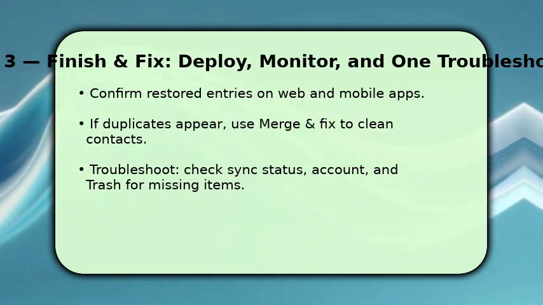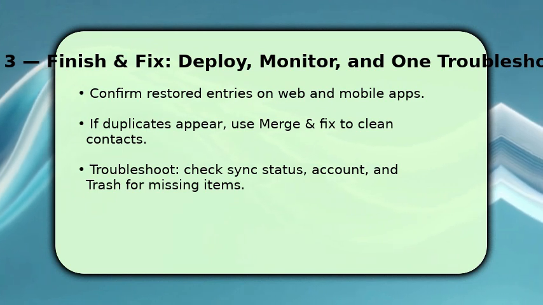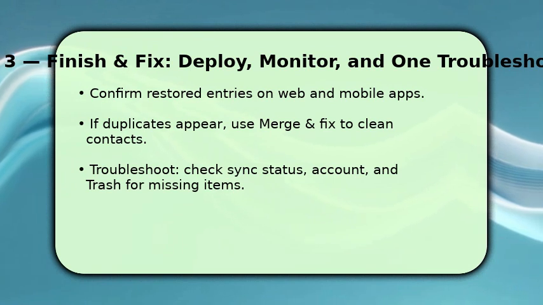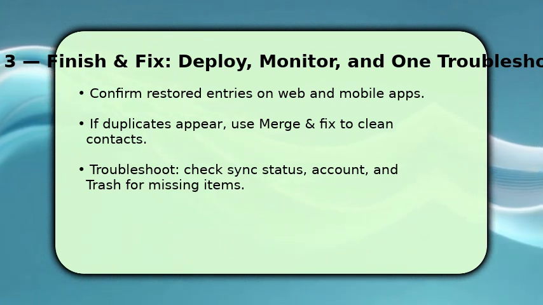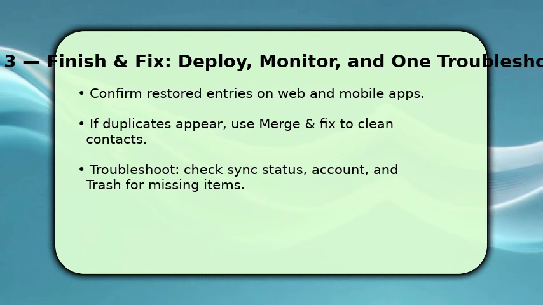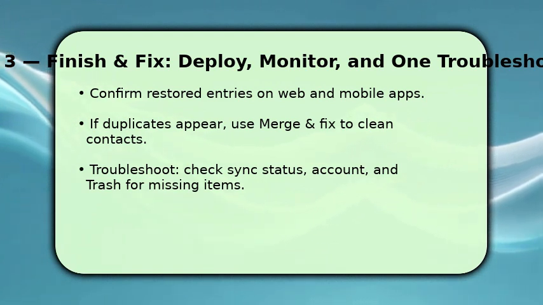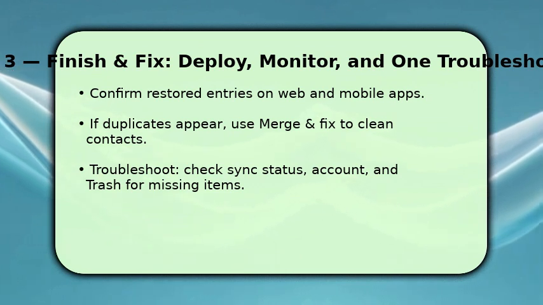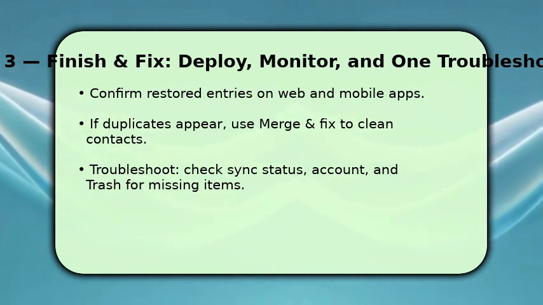If duplicates show up, run merge and fix to consolidate entries. This prevents sync loops. Make sure contacts appear in the expected labels or groups. If something's missing, check account sync settings, inspect trash for recoverable items, and retry import if needed. One key troubleshooting tip: turn sync off and on, then force a manual app sync to resolve most propagation issues.